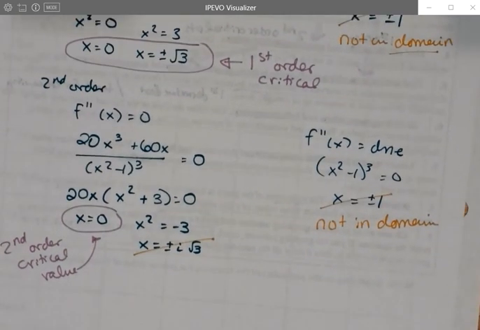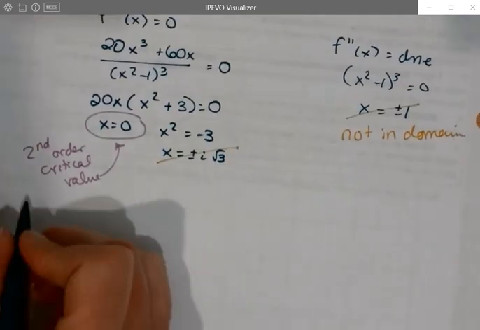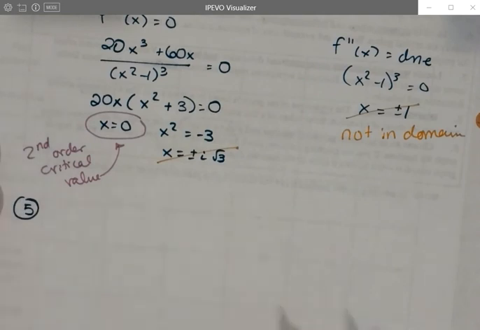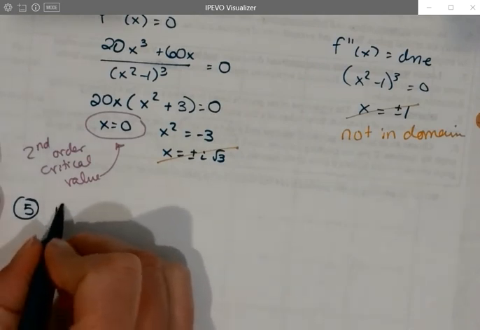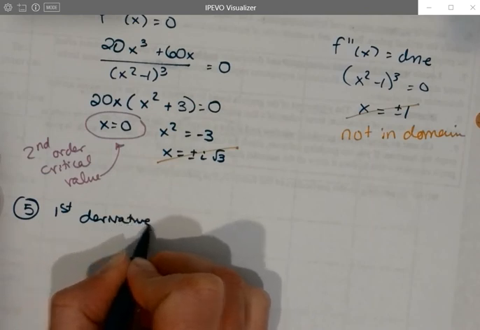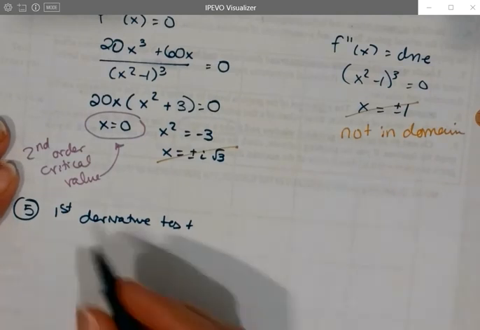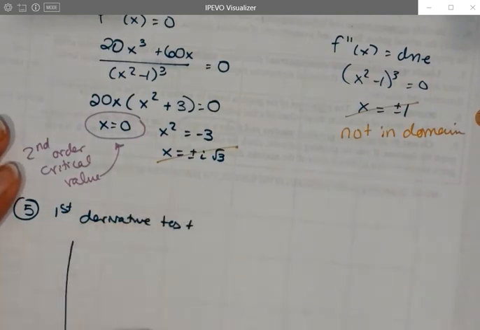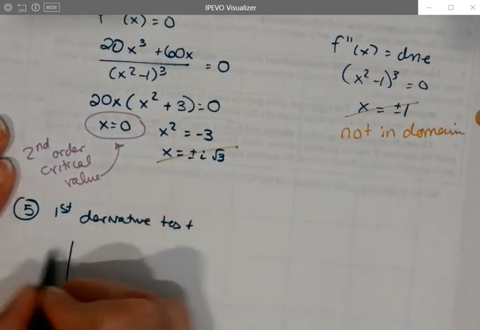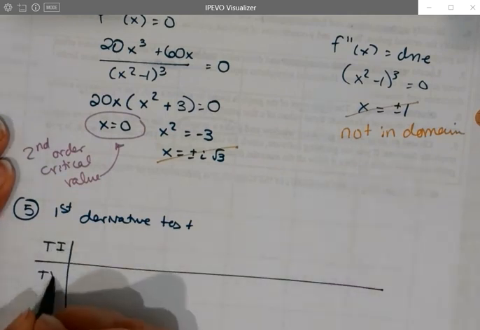Step 5 is going to have us use the first derivative test and the test for concavity to classify our critical values. So in step 5, if we're doing the first derivative test first, we're going to take the domain and partition it. So the domain, we're going to find those test intervals. We're going to pick some test values.